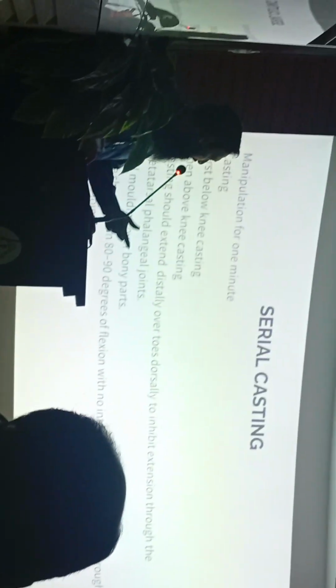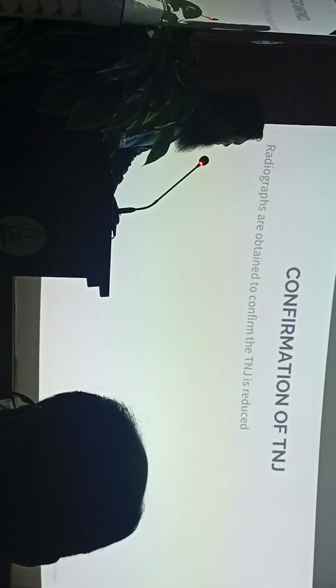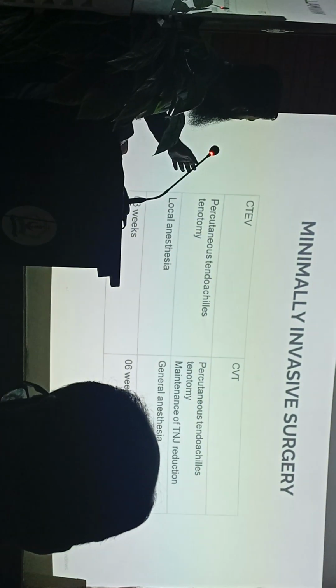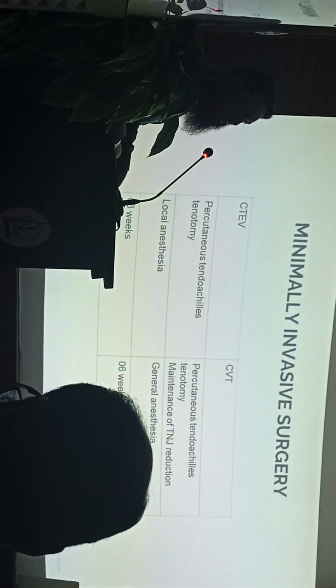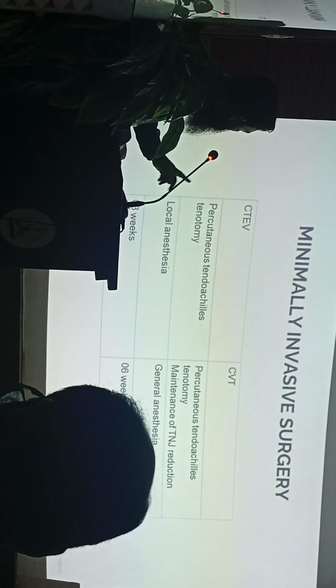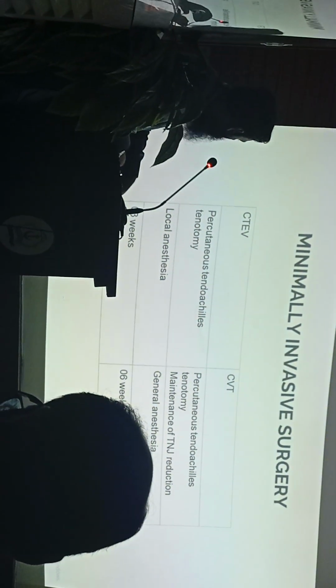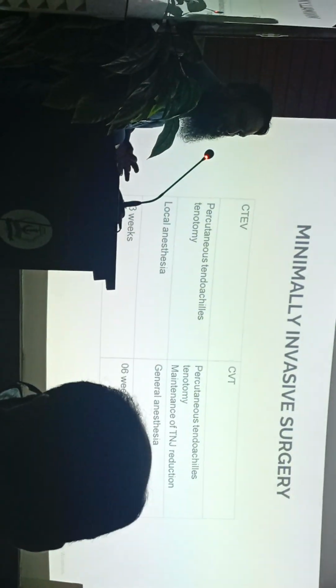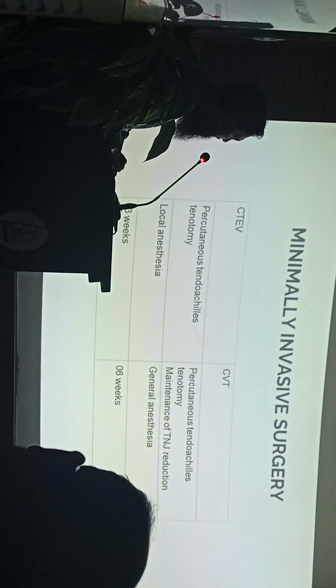Now the second step starts. After these 5 or 6 casts, you confirm the talonavicular joint reduction, and it is done by X-ray. In the plantar flexed lateral view, you see the reduction. Then minimally invasive surgery. Here is the difference between CTEV and CVT. In CTEV, we usually do only percutaneous tendoachilles tenotomy, under local anesthesia, and after this a cast is applied for 3 weeks. While in CVT, the procedure is done under general anesthesia, and the last cast is for 6 weeks.